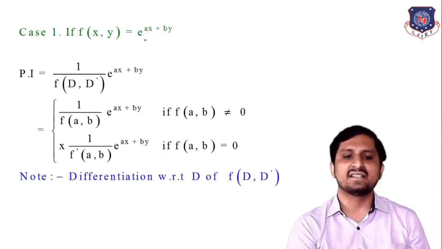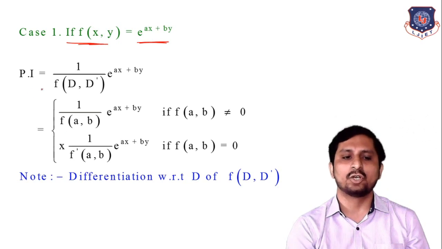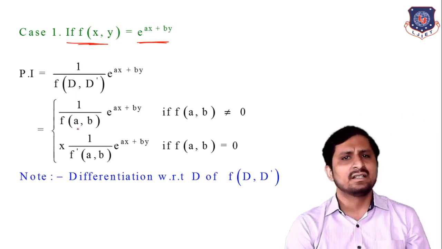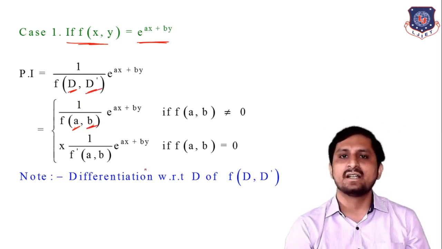If f of x, y is equal to e raised to ax plus by, if f of x, y is a function of e raised to ax plus by, then you have to follow this rule. Particular integral is equal to 1 upon f of D, D dash into e raised to ax plus by. First of all take D is equal to a. Simple rule: instead of D you have to take a, and instead of D dash you have to take b. But the condition is f of a, b must be non-zero.